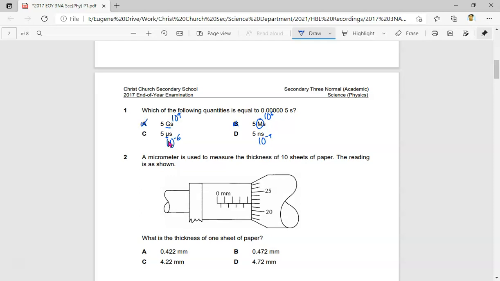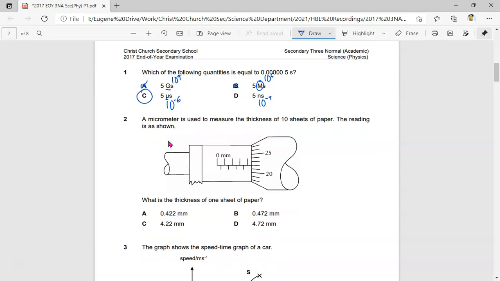Whether I should use micro or nano, look at the number of zeros: 1, 2, 3, 4, 5, 6, so 10 to the power minus 6, so therefore the answer is C. Right, so question 1 is a prefix that makes the number smaller, so therefore mega and giga are out. You need to find something that's 10 to the power minus something. Next, because there are 6 zeros, it is 10 to the power minus 6, which is micro.